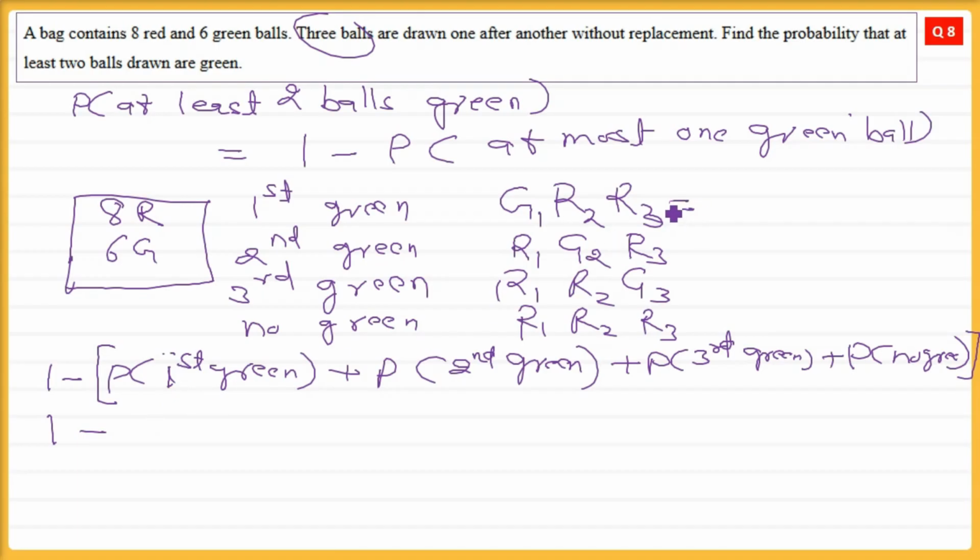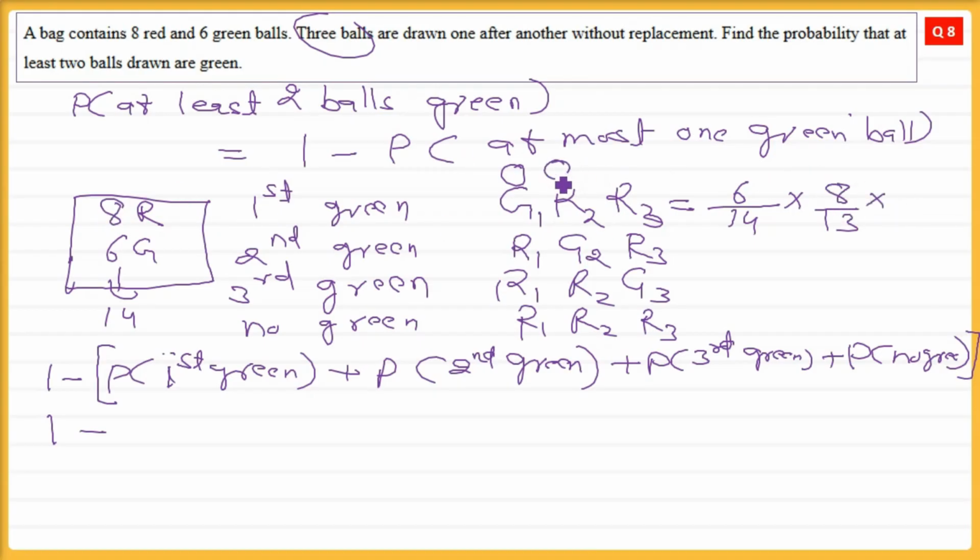So this G1, R2, R3. G1, that is green, should come first. In all, how many are there? 8 plus 6 is 14. So we have 14 balls now. 1 green has to be drawn. There are 6 greens available. Now next has to be a red ball. And only 13 is remaining because 1 has been picked up. So green has been picked up. The second needs to be a red. 8 reds are there, so 8 by 13.